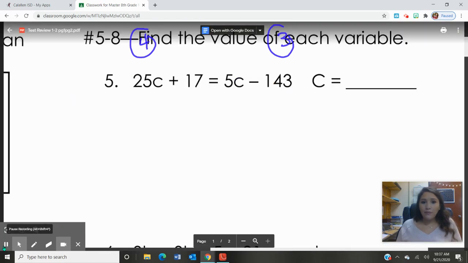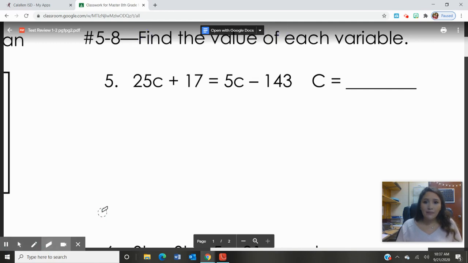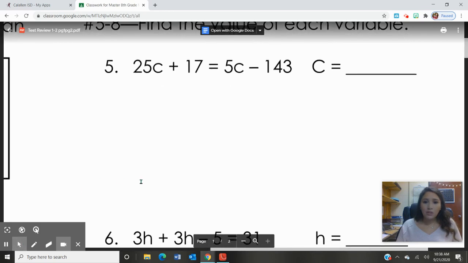Okay, so for numbers 5 through 8, we're going to find the value of each variable. So for number 5, I have 25c plus 17 equals 5c minus 143. So right now I have variables and constants on both sides of my equation. So my first step is to identify which of these variables is smaller, 25c or 5c. 5c is smaller than 25c, so I'm going to go ahead and do the opposite.